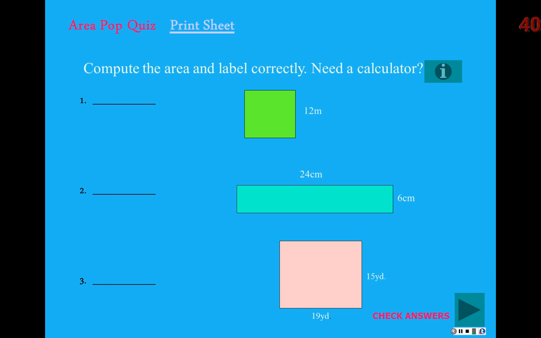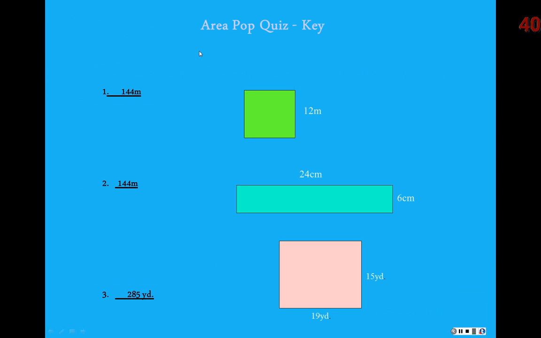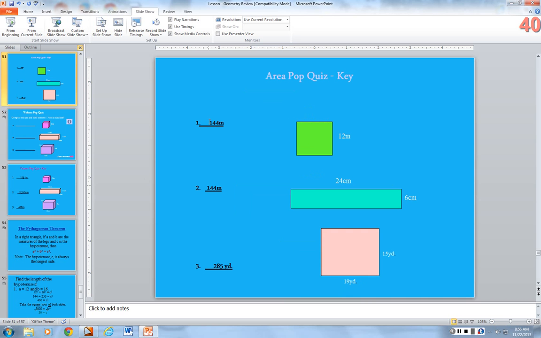Is that when you multiply 15 times 19? Okay, so let's do that. So the first one we took 12 times 12 and got 144. We should have meters squared there. I got to fix that. That should be square meters. This should be 144 square centimeters. It looks like I didn't change that. I must have been typing too fast. That bugs me, not having the right unit there.